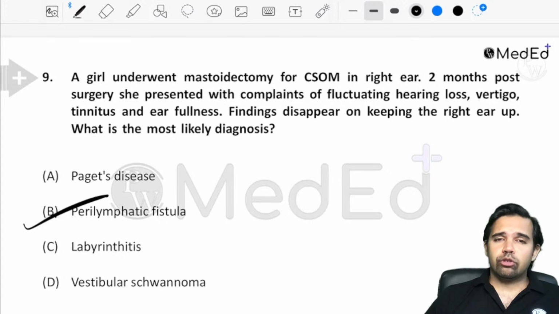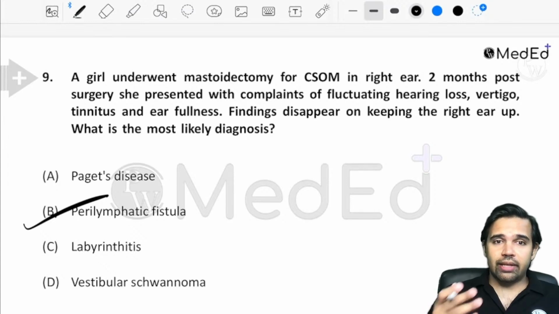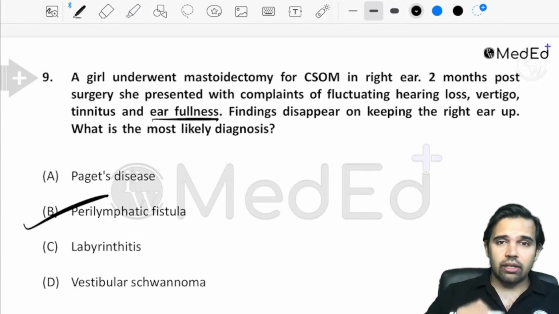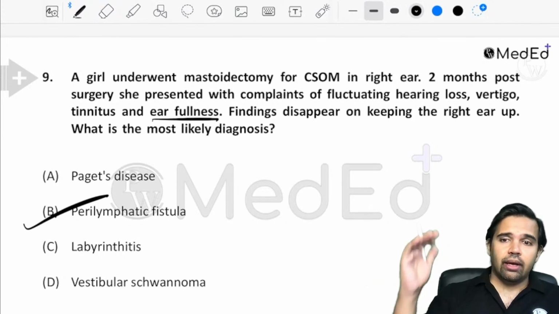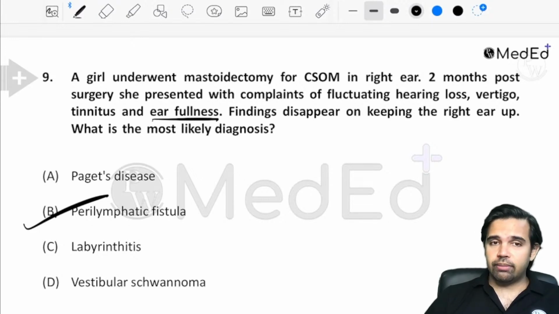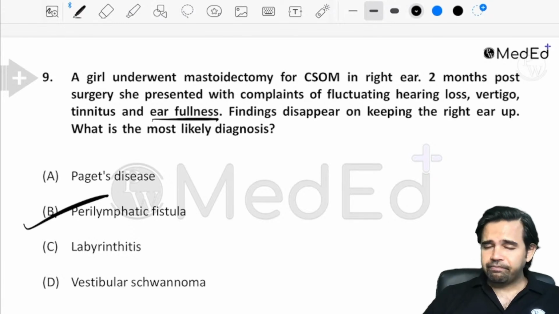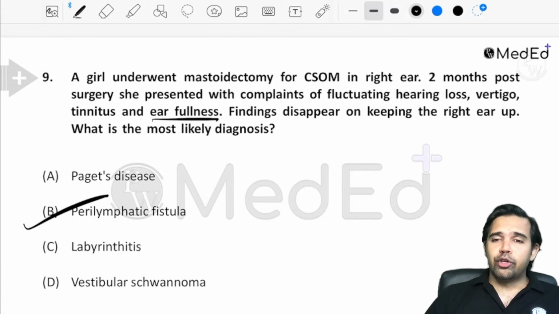So a perilymphatic fistula is the one, because it's a fistula and it's perilymphatic, so it is increasing the pressure into the inner ear, and that's why you have ear fullness. So that's another clue. When you keep the right ear up, the fullness becomes less, because of gravity, the perilymphatic pressure comes down and the fullness disappears. All of these point towards perilymphatic fistula.